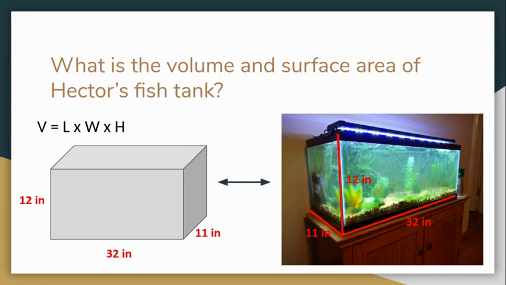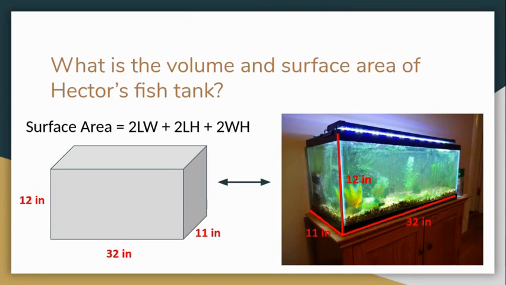To calculate the volume of the tank, use our rectangular prism volume formula, length times width times height. Pause the video here until you've calculated the volume of the tank. The volume of Hector's tank is 4,224 cubic inches.